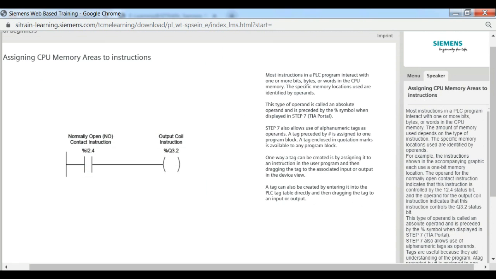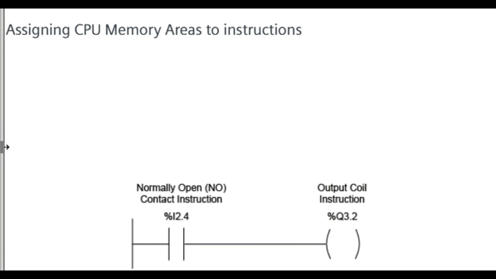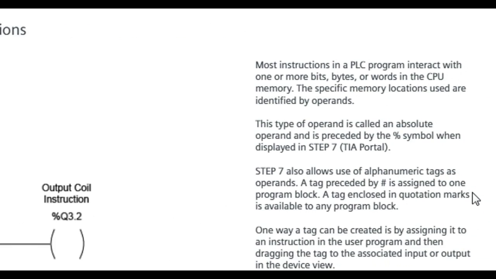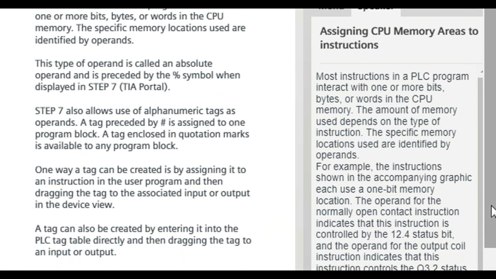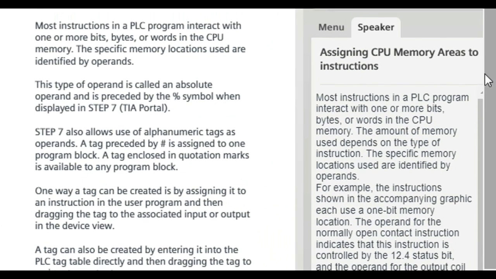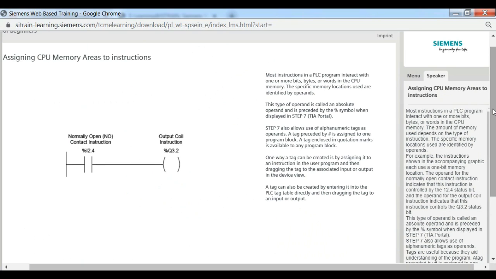Most instructions in a PLC program interact with one or more bits, bytes, or words in the CPU memory. The amount of memory used depends on the type of instruction. The specific memory locations used are identified by operands. For example, the instructions shown in the accompanying graphic each use a 1-bit memory location.